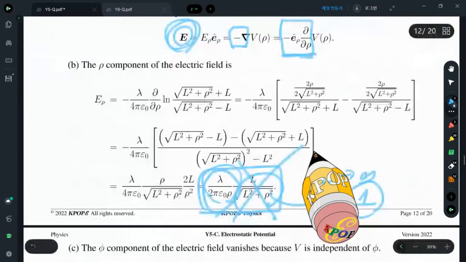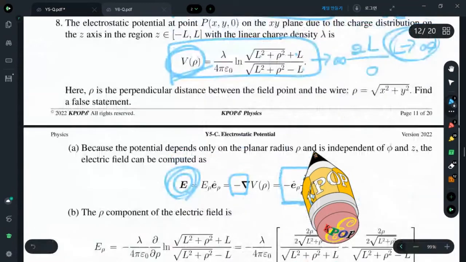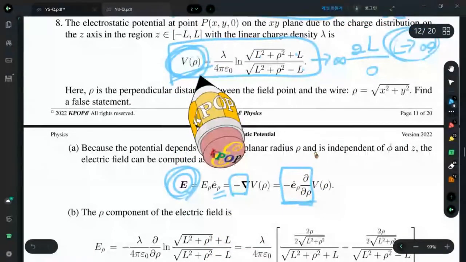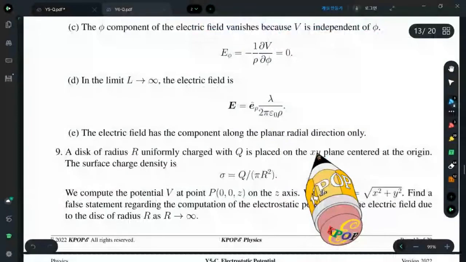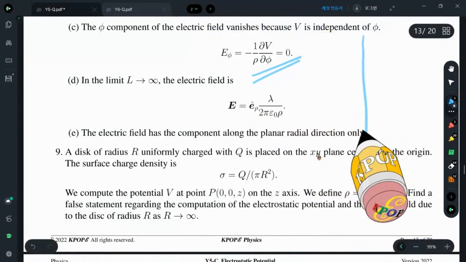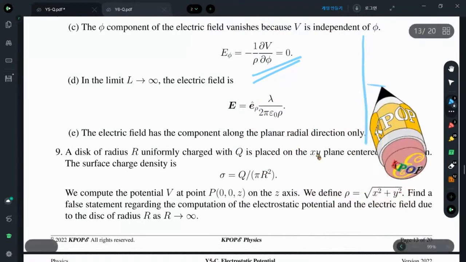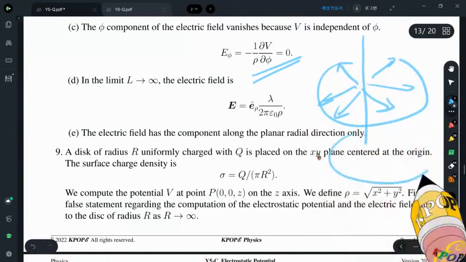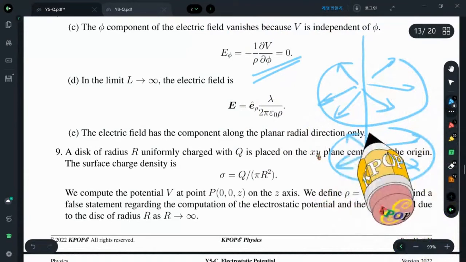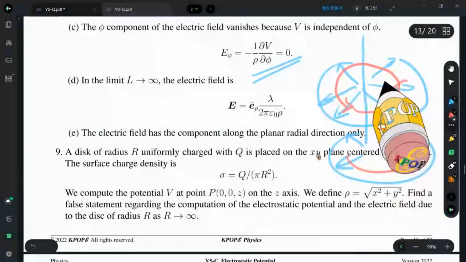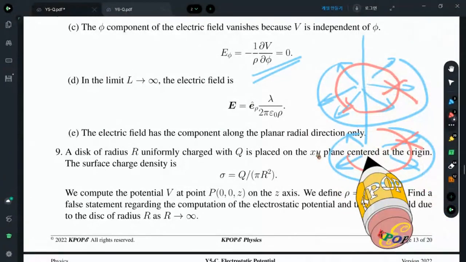And we can find the electric field that does not carry any components except in the planar radial direction, because the potential depends only on the planar radius, rho. Therefore, there is no contribution along the azimuthal direction. There is a charge distribution of a straight wire. The electric field diverges on a single plane. On each single plane, it is divergent like that. However, this rotating component does not exist in the electrostatic case.